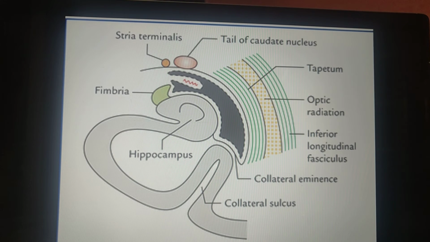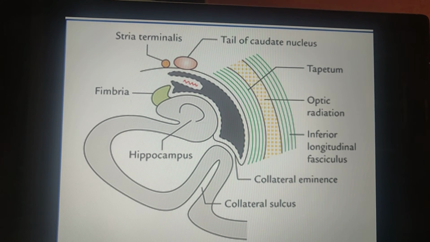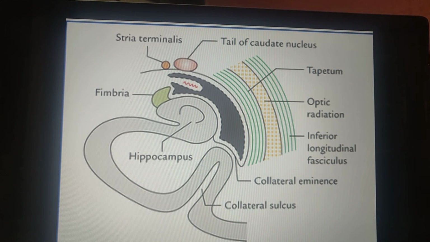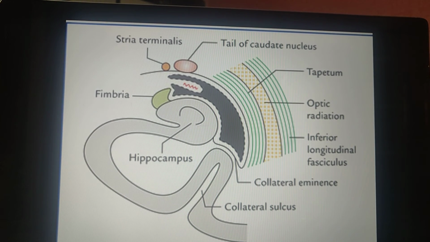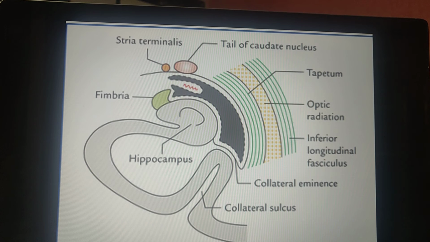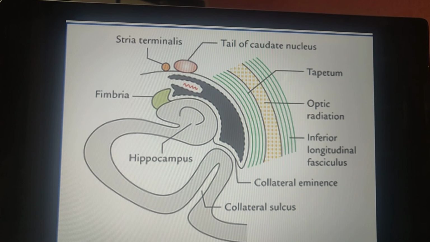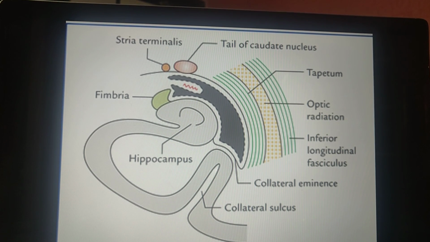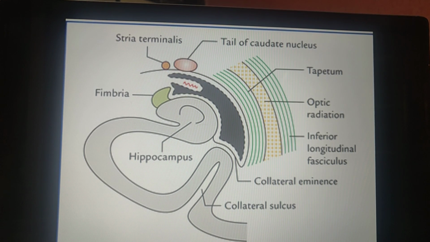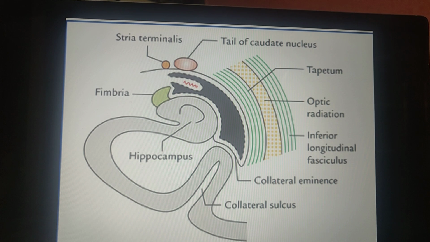So it is a cavity inside the cerebral hemisphere. It has four parts: anterior horn, posterior horn, inferior horn, and central part. The anterior horn lies inside the frontal lobe, and the body lies inside the parietal lobe between the interventricular foramen and the splenium of the corpus callosum. The posterior horn lies inside the occipital lobe, and the inferior horn lies inside the temporal lobe.